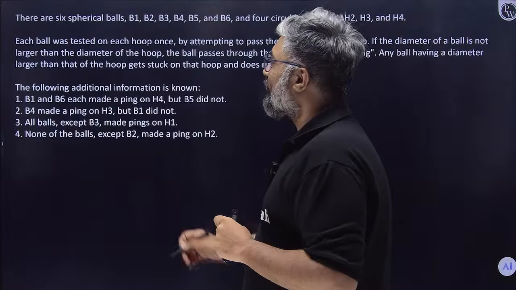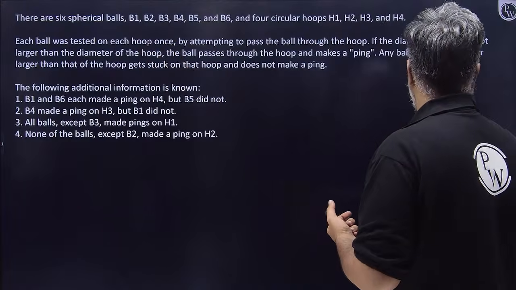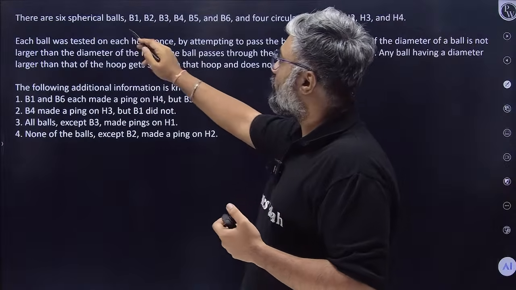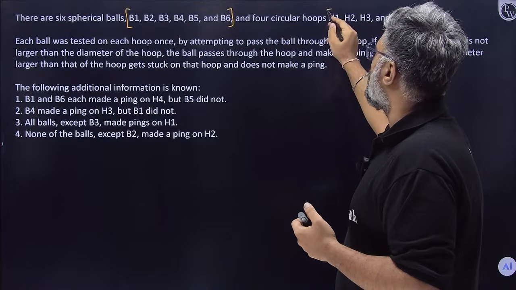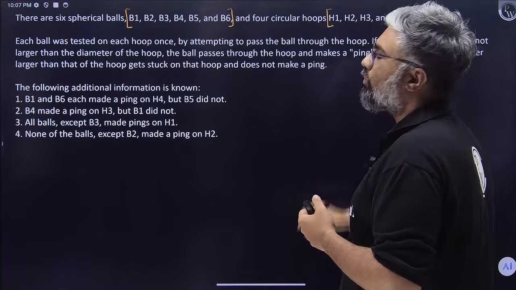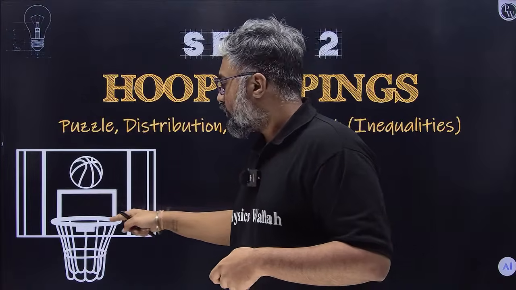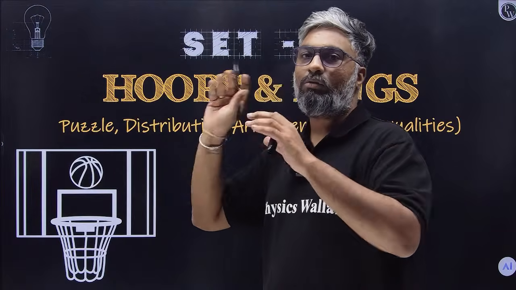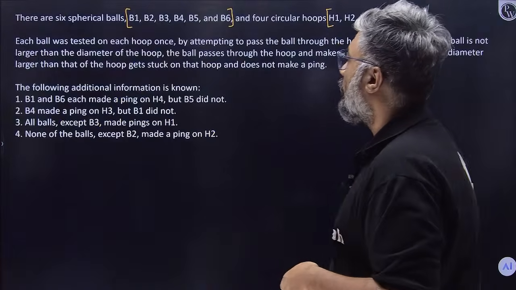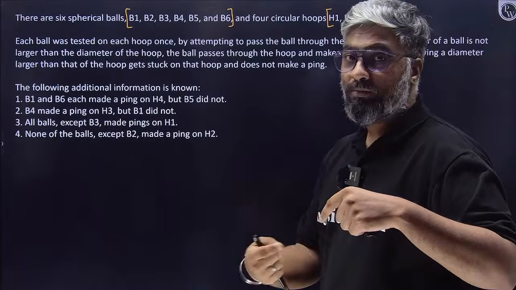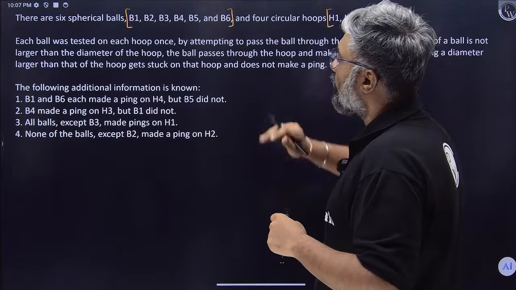All right, ready? There are 6 spherical balls. I don't know how else balls are going to look, but yeah, 6 spherical balls, B1 to B6, and 4 circular hoops. What are hoops? In basketball, what you put the ball through, the circular ring, is called a hoop. That's where the name hula hoop comes from. Anyway, we have 4 hoops and 6 balls.